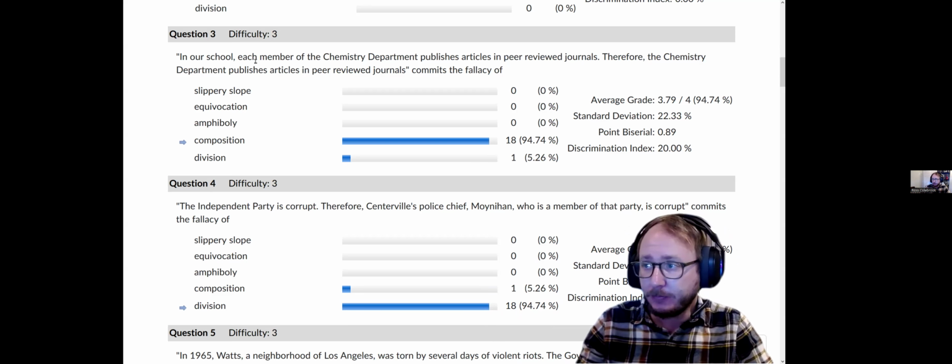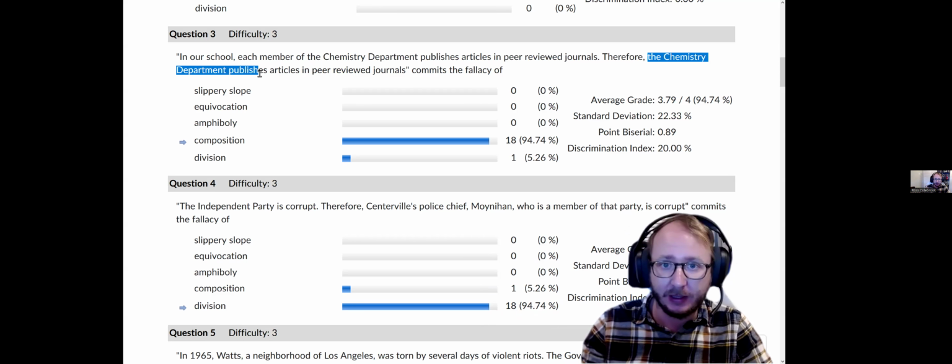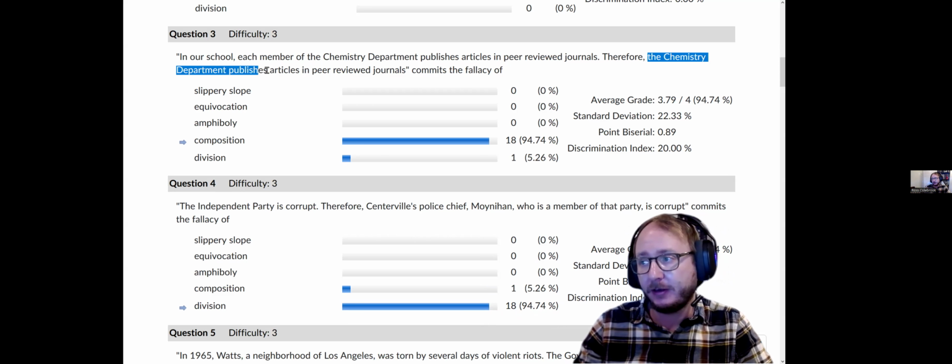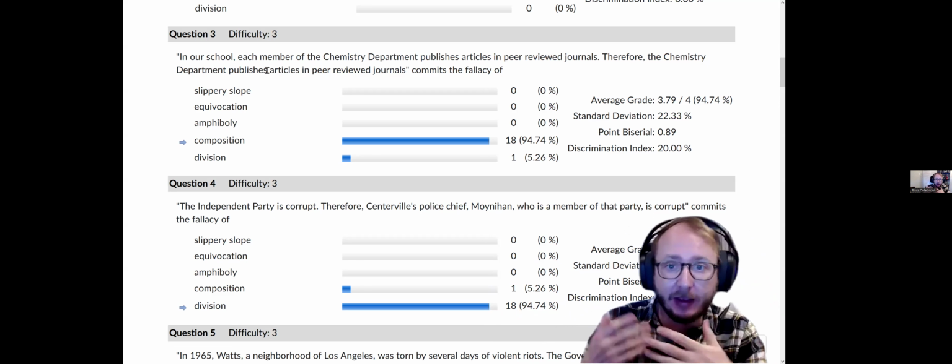So just because each member of the chemistry department publishes these articles in peer-reviewed journals doesn't mean the chemistry department as a whole does that, right? The chemistry department as a whole is composed of members that publish, but it does not itself publish.